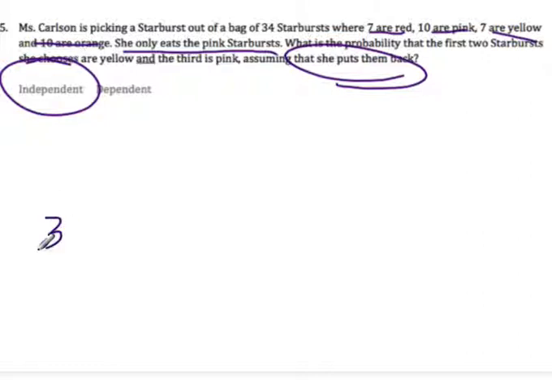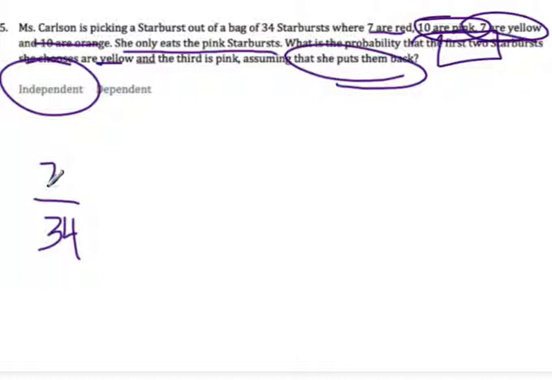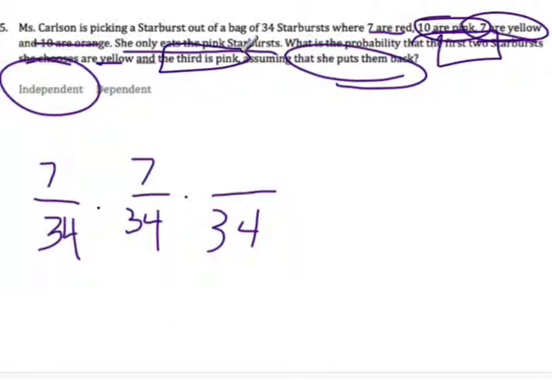So she has a total of 34 Starbursts. So we want to do the first 2 being yellow. Well, there are 10 pink and 7 yellow. So 7 out of the 34 are going to be yellow. She's going to pick it up, see that it's yellow, and put it back in. So then we're going to have, again, 7 out of the 34 being yellow. Okay, she's going to pick it up, it's yellow, she's going to put it back in. Then lastly, she still has that total of 34, but this third time, we want it to be pink. And so there are 10 pink. So remember when you're multiplying fractions, you multiply all the way across, and that's going to give you 490.